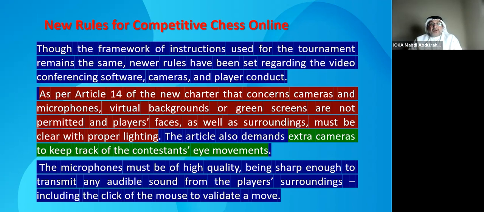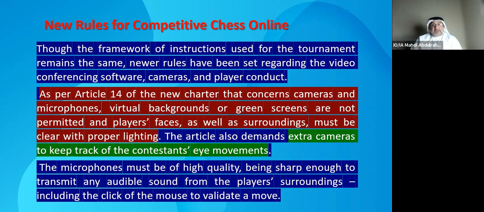So the framework of the instruction used for the tournament remains the same. Newer rules have been set regarding the video conferencing, software, cameras, and player conduct. As per Article 14 of the new charter concerning cameras and microphones, the camera, microphone, and virtual background or green screen are not permitted.